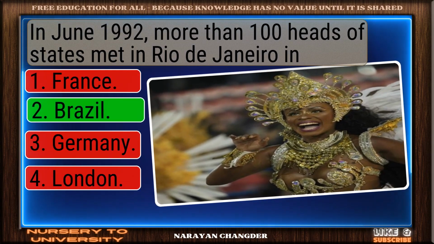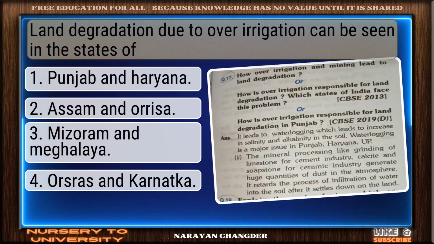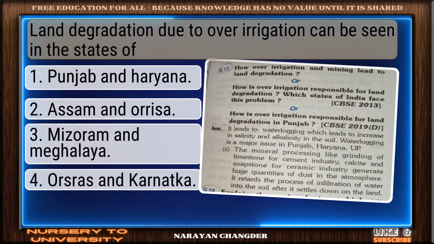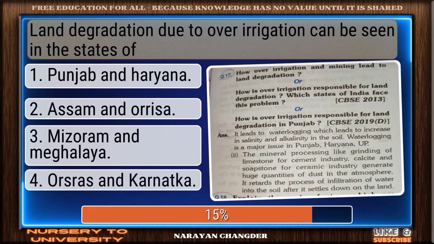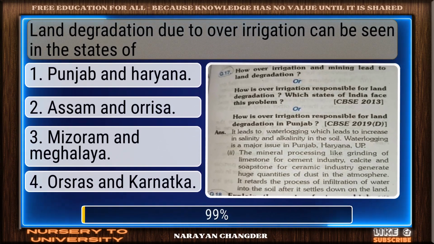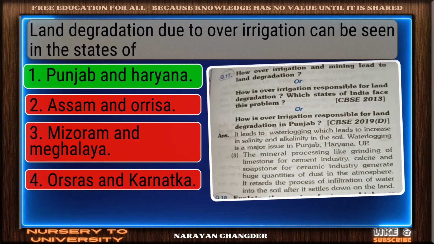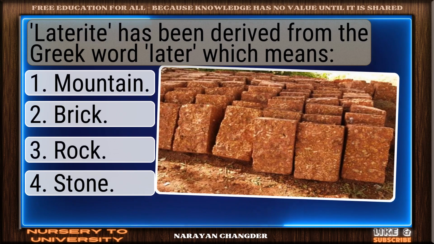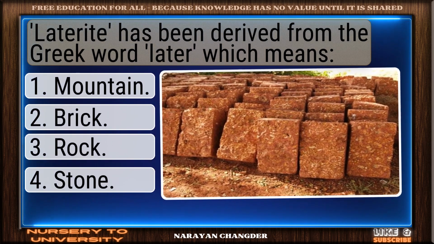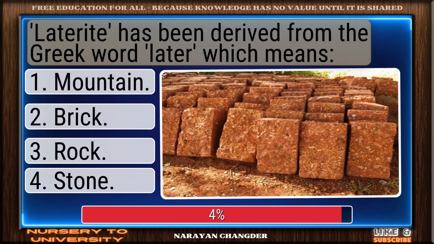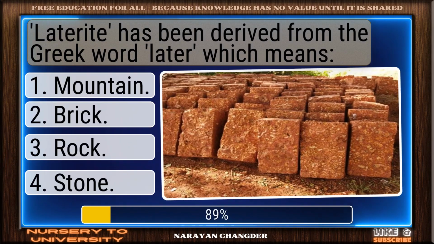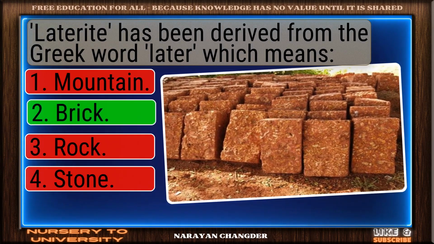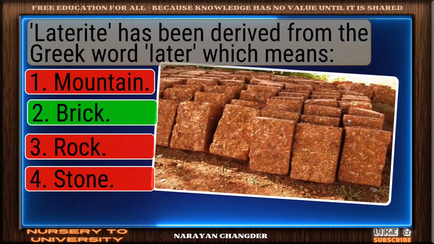Clear logic. Brazil is sound. Land degradation due to over-irrigation can be seen in the states of. Sharp thinking. Punjab and Haryana is right. Laterite has been derived from the Greek word later, which means. Excellent. Brick is well reasoned.